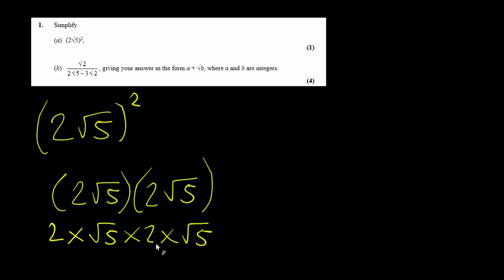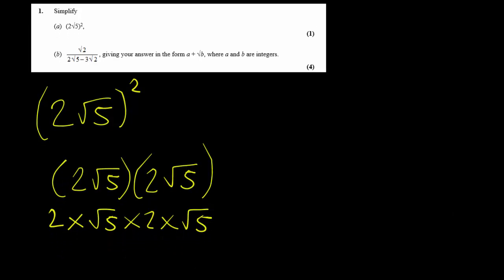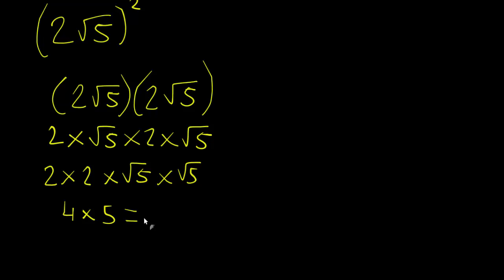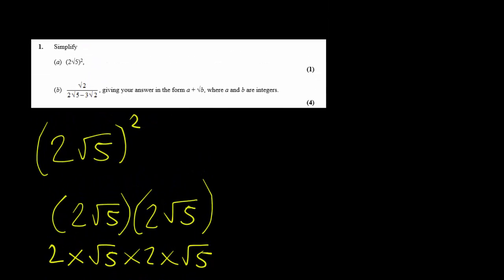And then with multiplication, the order of multiplication doesn't matter, so I could write this as 2 times 2, and then times root 5 times root 5. 2 times 2 is 4, and then root 5 times root 5. If I multiply two surds that are the same, we just get the original 5, so it'll be 4 times 5, which is 20. Okay, so that's part A done for 1 mark.